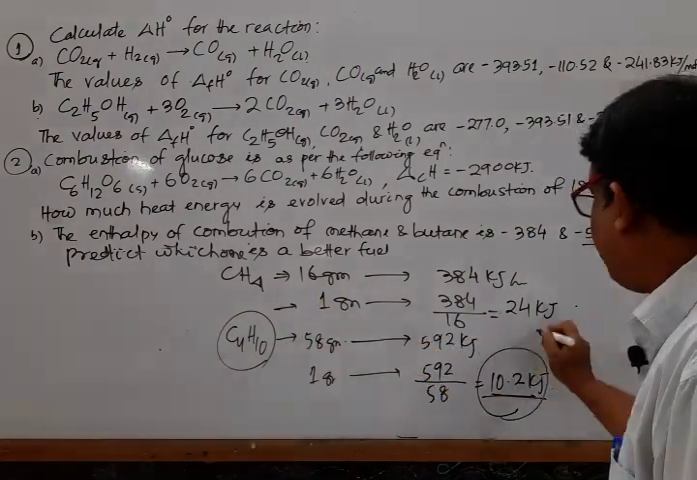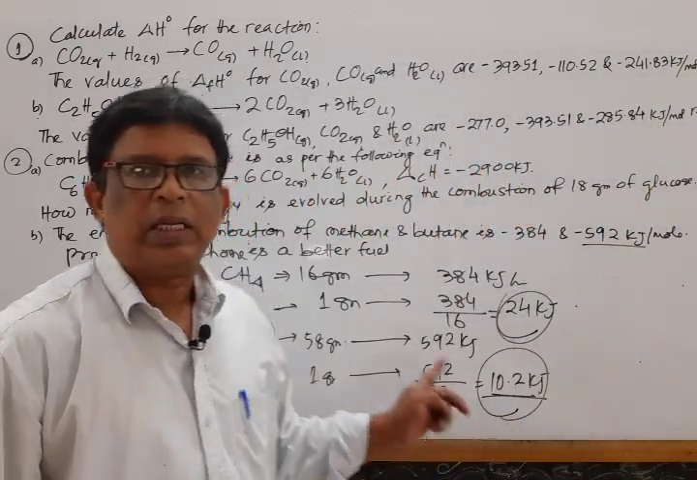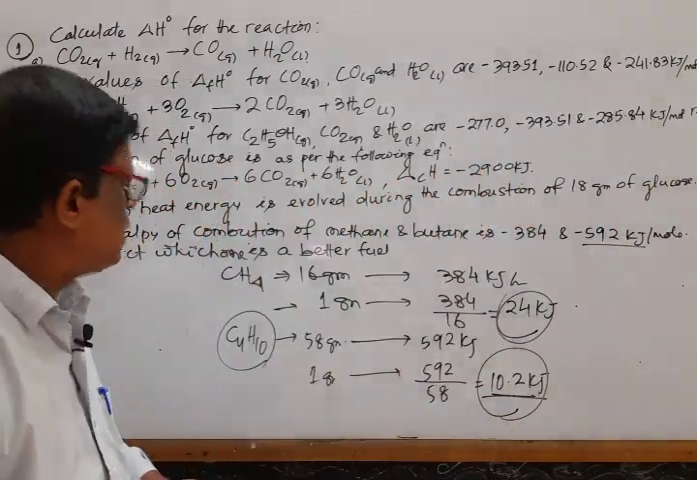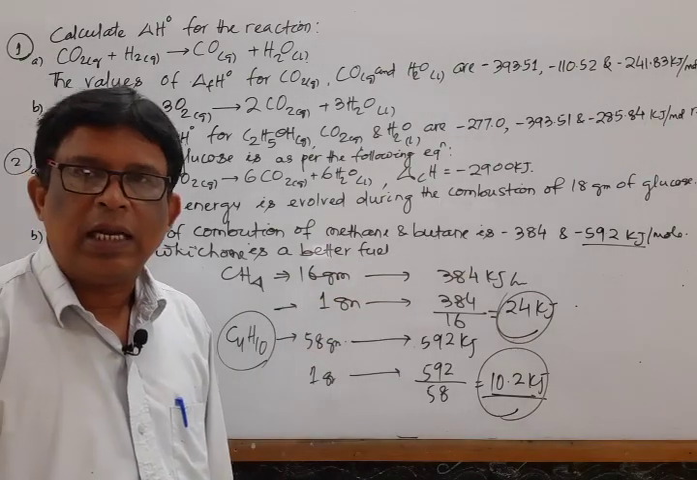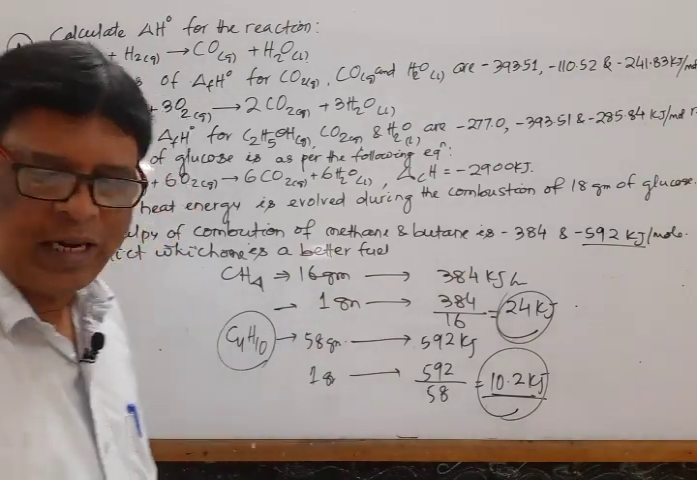For 1 gram of methane, this is the amount of heat evolved. Which one possesses the higher value? That is methane. So, in this data, methane is taken as the better fuel. Okay, good. Move to the next question.